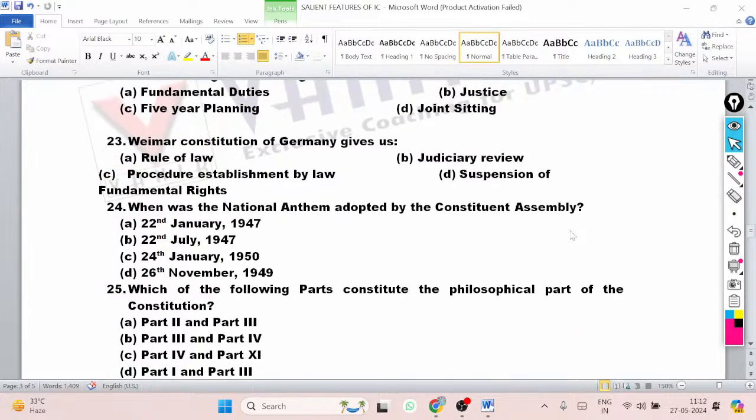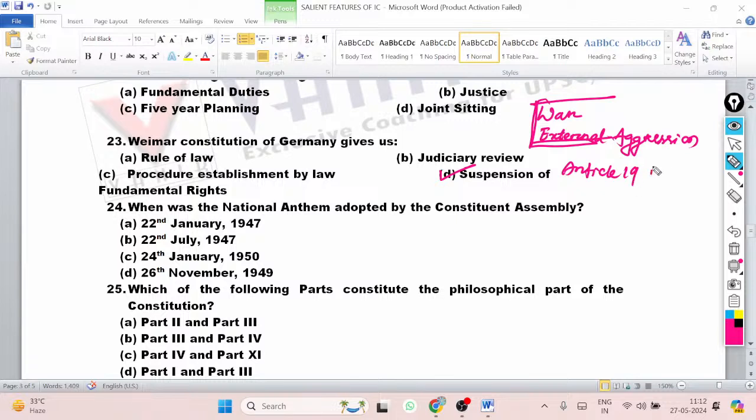Next, 23, the Weimar Constitution of Germany, which was drafted in 1949. We have borrowed only the provision of suspension of fundamental rights during national emergency. National emergency is imposed on war, external aggression, and armed rebellion. But remember, when national emergency is promulgated by the President on the written advice of the cabinet on the two grounds of war and external aggression, then Article 19 is automatically suspended.